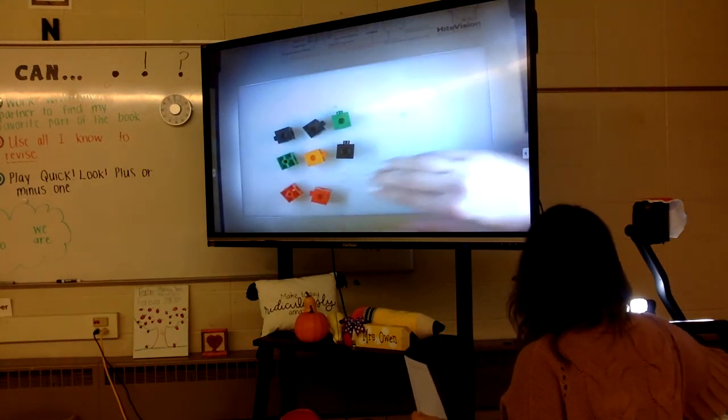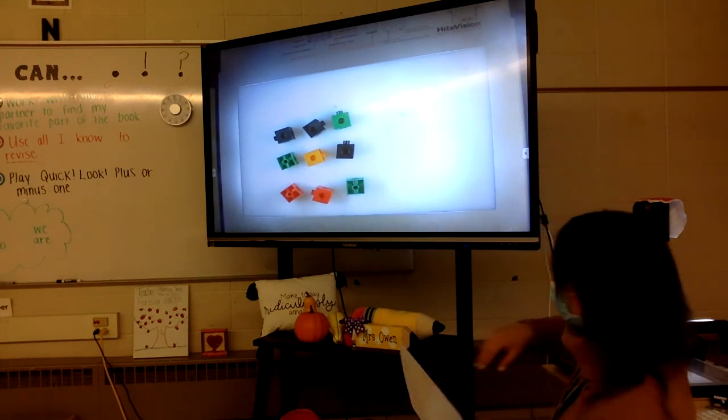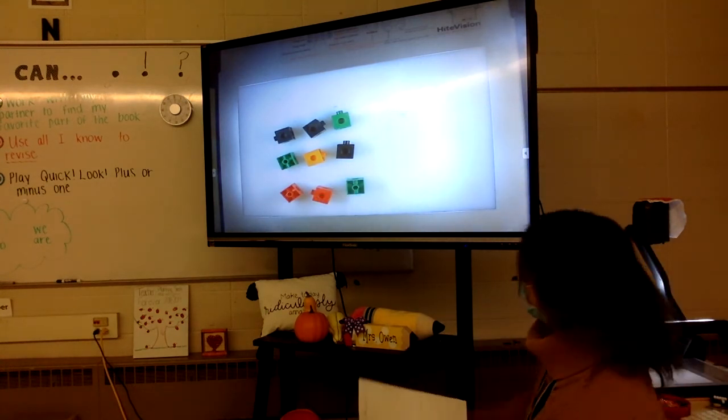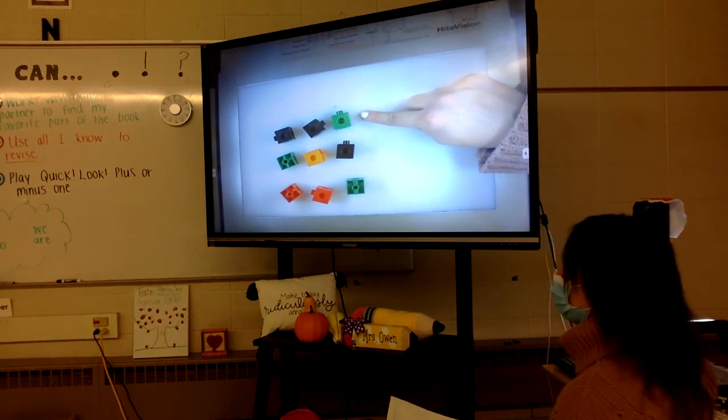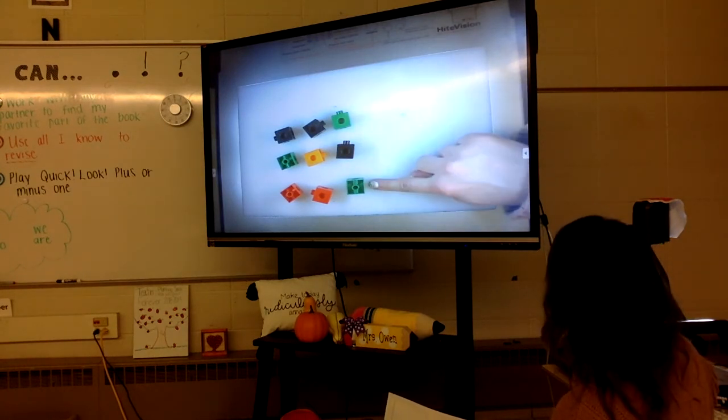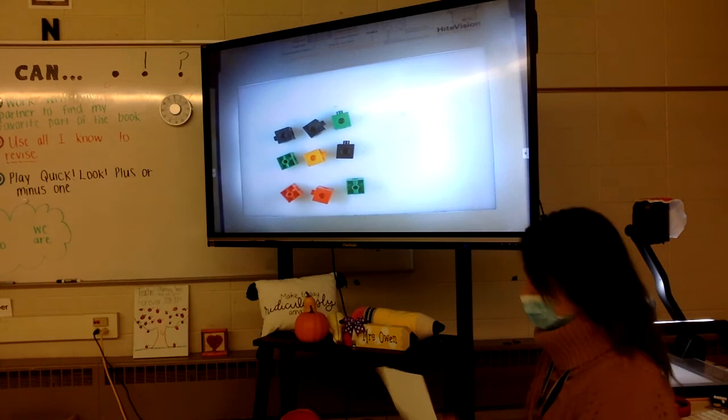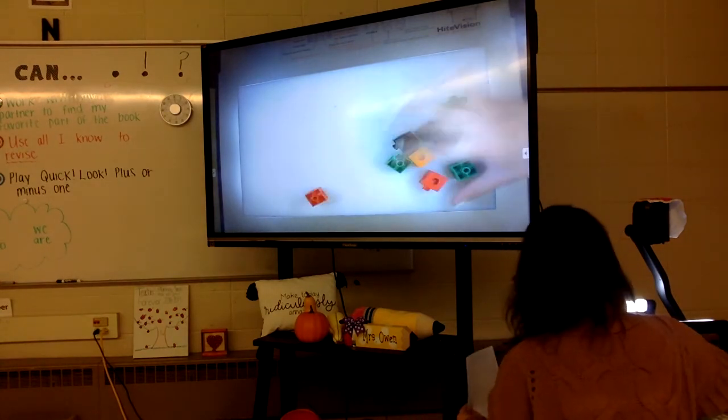So he knew that 3 and 3 is 6, and then Mrs. Owen said, oh, I want to add 3 more. So he added 3 to it. Say it with me. 3, 6, 9. Good job. Let's try another one. So I'm going to put these cubes all back.